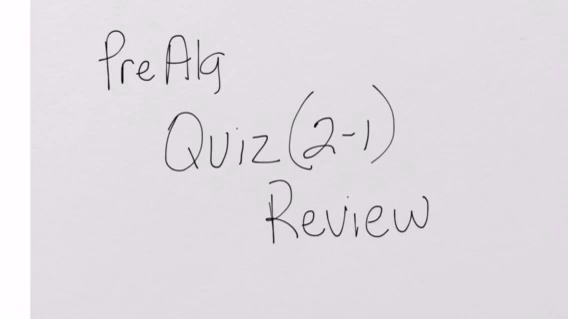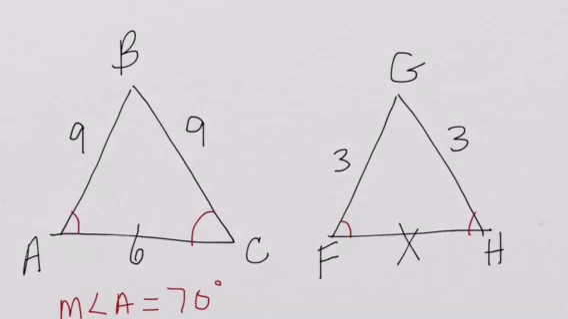Open up your MTT, and we're going to go ahead and do the quiz 2-1 review. The first thing that you're going to need to do is to copy down the two triangles that we're going to be working with. The first triangle is ABC. Put the A right here, ABC. And the second triangle is FGH.